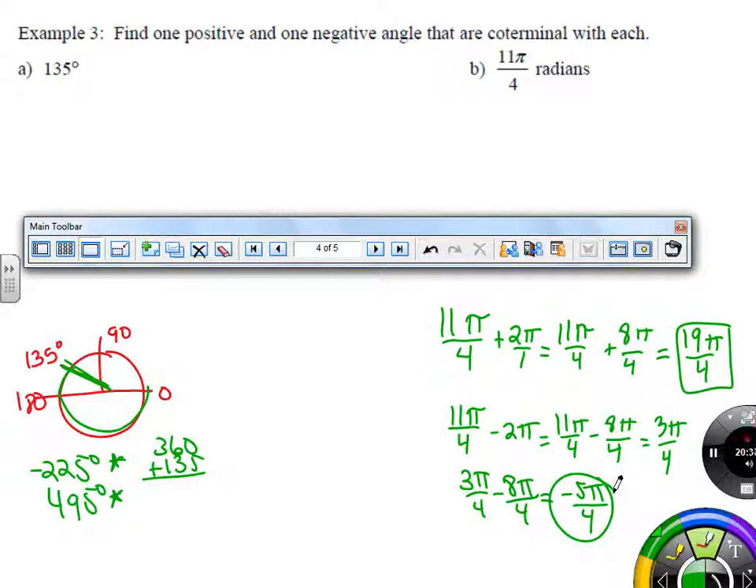All right, so you actually could have done subtraction both times and got a positive and a negative. There's lots of different answers because people could keep adding 2 pi and get more and more positive answers. They could keep subtracting 2 pi and get more and more negative answers. Okay, there's not just one answer for these. There's a lot of them. All right, so our goal.